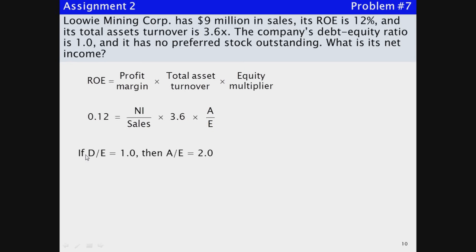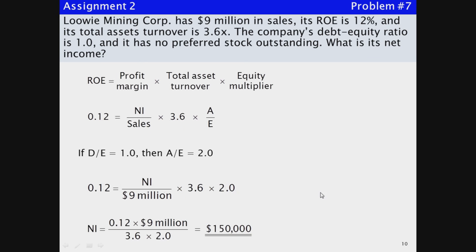Okay, we'll do that first. If the debt equity ratio is 1, remember the equity multiplier is the debt equity ratio plus 1, so the equity multiplier is going to be 2. And now we can plug in that 0.12, which is our ROE that was given, 12%, 0.12, is equal to net income over sales. We don't know net income, but we know sales is $9 million. We know the total asset turnover is 3.6. We know the equity multiplier is 2. Therefore, we can back out net income. It's $150,000.